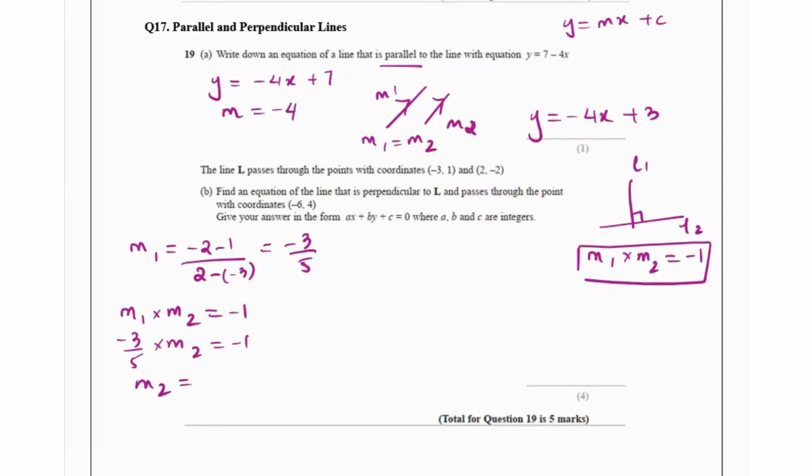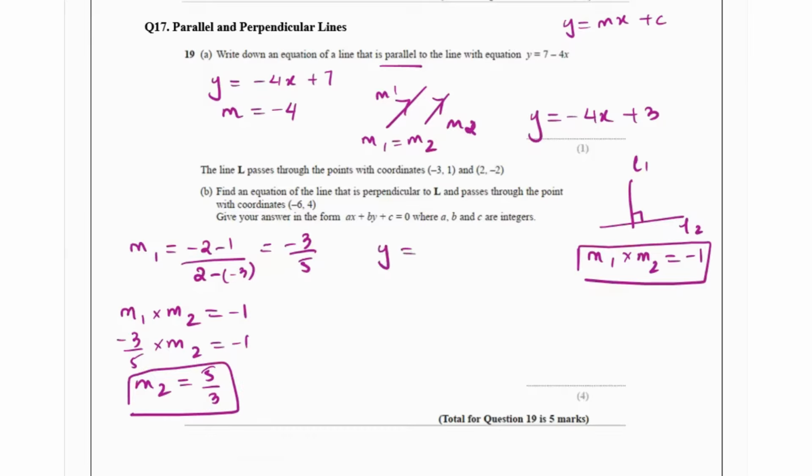M2 is going to be 5 over 3, because 5 times -1 is -5, and -5 divided by -3 is +5 over 3. So we have the gradient of the other line that is perpendicular to L. Find an equation of the line that is perpendicular to L and passes through the point (-6, 4). So we have a point, we have a gradient.